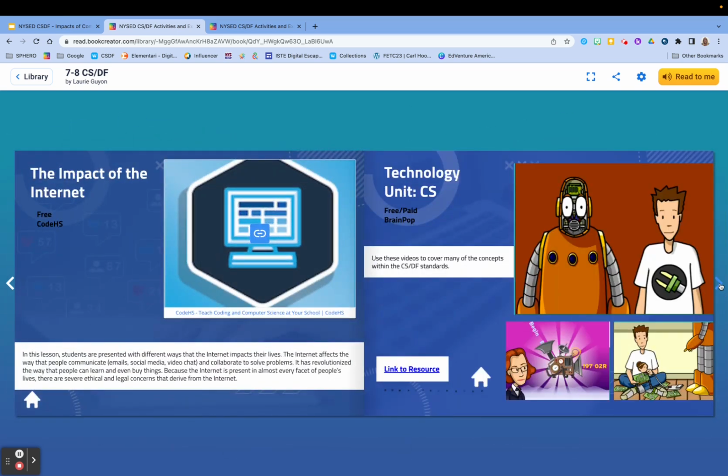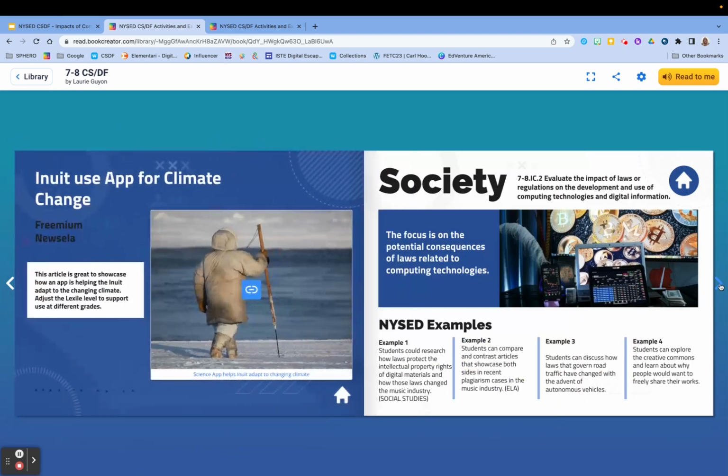After each of the standards, you're going to see some examples of how these standards could look in action. They may include the ones from the state, or they may include a resource or website or app or something along those lines that can support your rollout of these in the classroom.